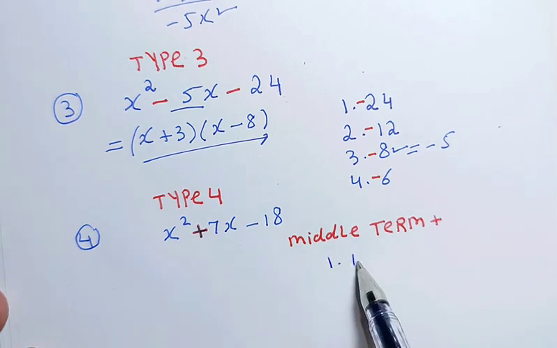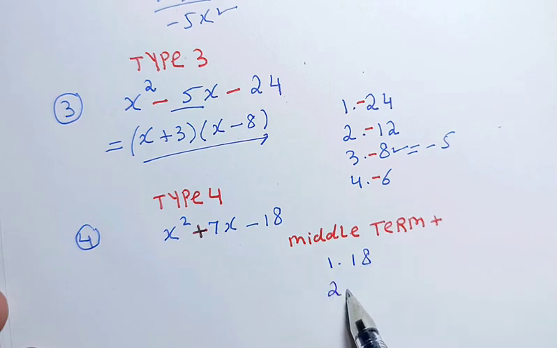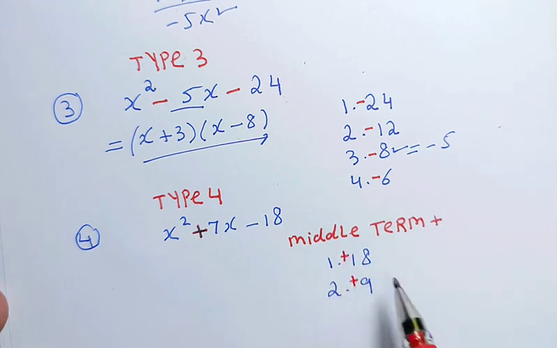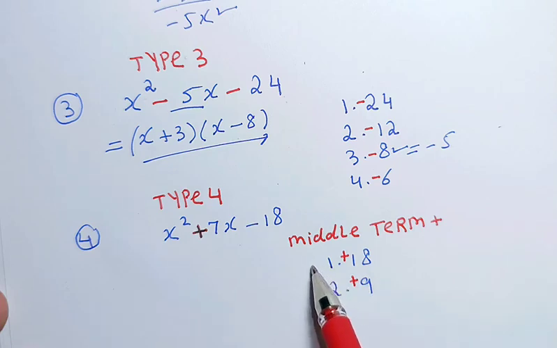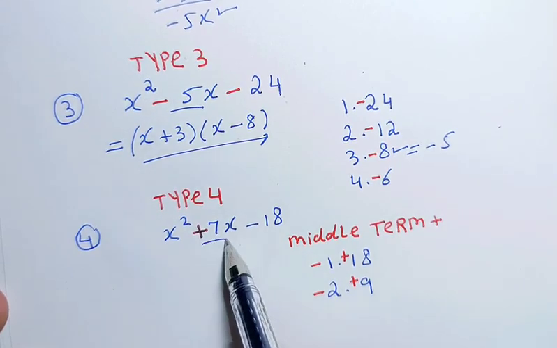1 times 18 is 18. 2 times 9 is 18. I think that's enough here, because 9 times 2 is again 18. It starts repeating, so we'll leave it here. Now the larger number must be positive. So positive, positive. Obviously the small number will be negative. Now we need to add. The answer must be equal to 7.